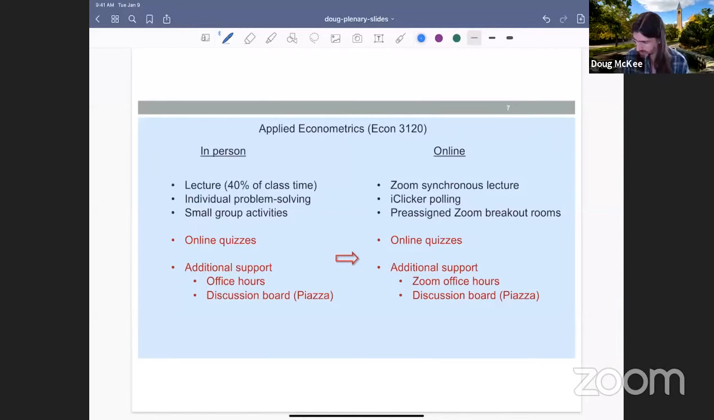The online quizzes and the additional support stayed almost exactly the same. Just office hours were held in Zoom. The discussion board didn't change at all. It was maybe a little bit busier. And as James said also, I would say the biggest challenge was assessments. And I'll stop there. I'm sure we're going to talk more about assessments in the Q&A. And I think Steffi's going to spend most of her time talking about assessments as well.